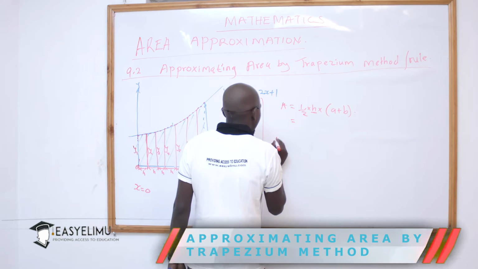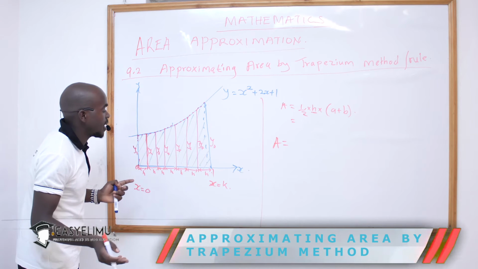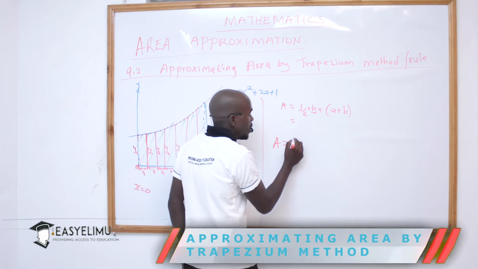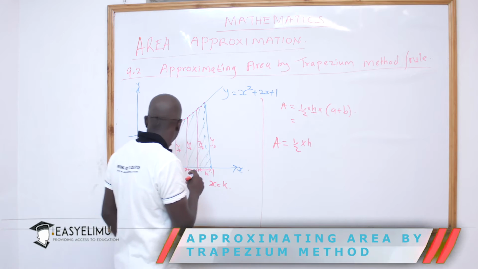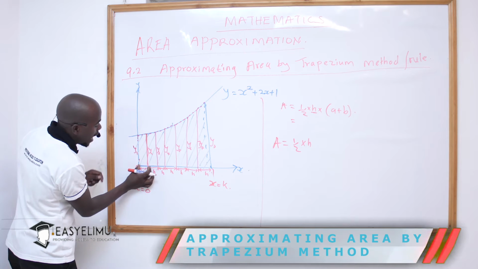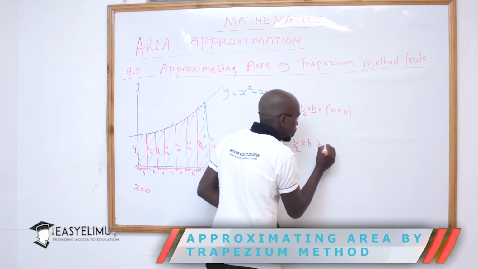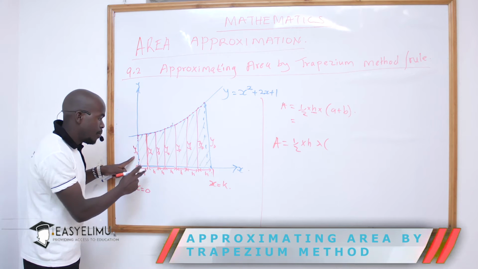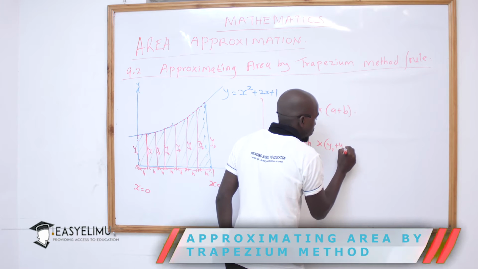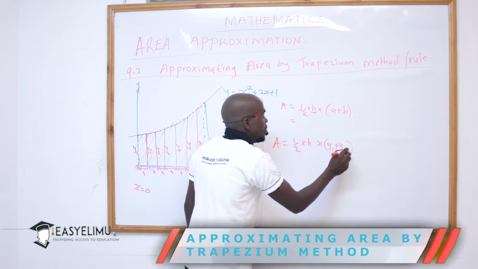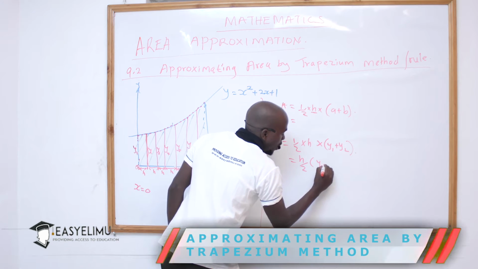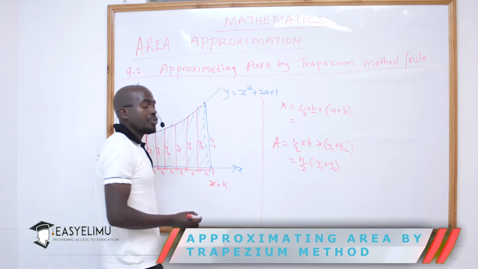For instance, if we need the area of the first trapezium, it will be a half multiplied by h, which is the distance from this point to that point, and then we multiply by y1 plus y2. Those are the A and B. Then we close the bracket. So this is going to give us h over 2 into y1 plus y2, and that is what we are going to find.